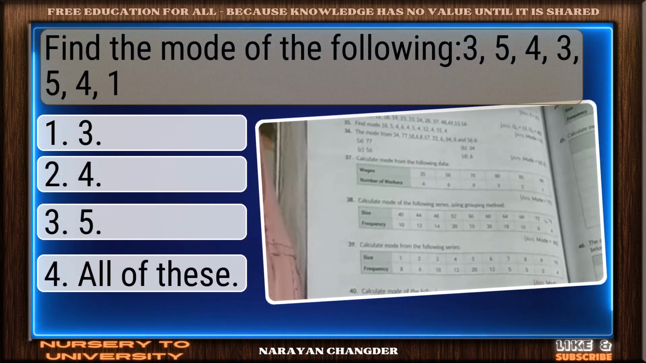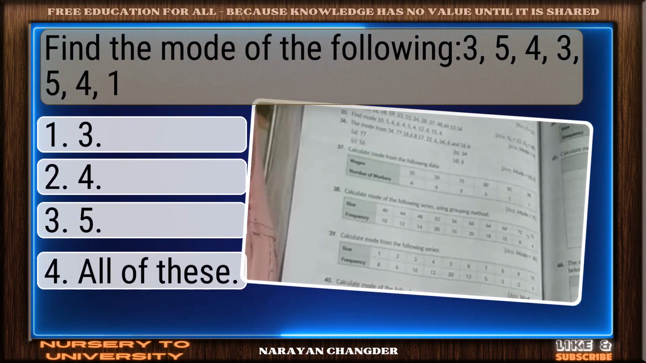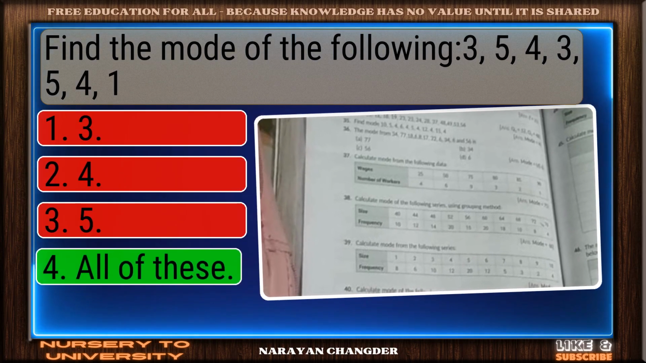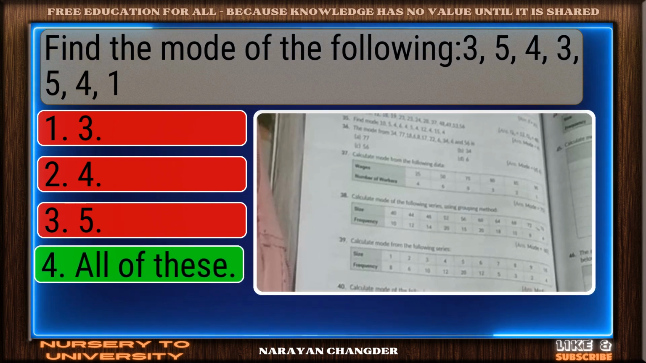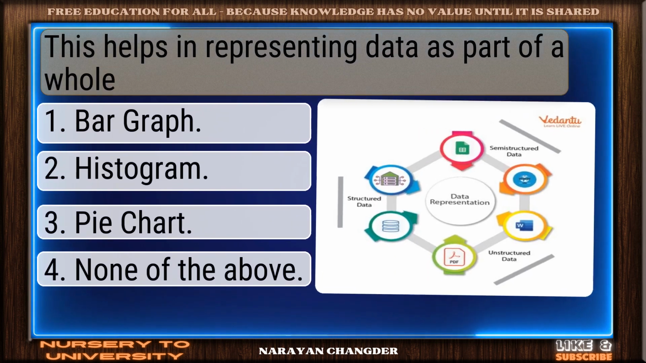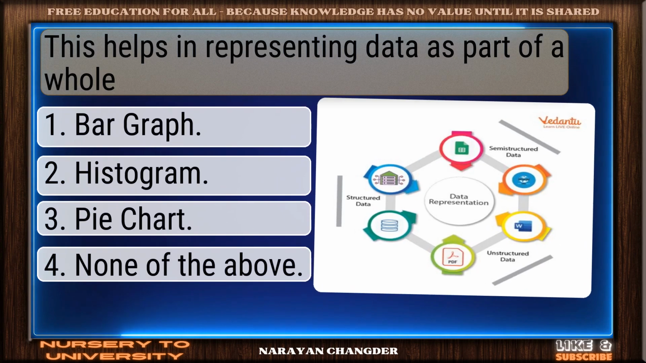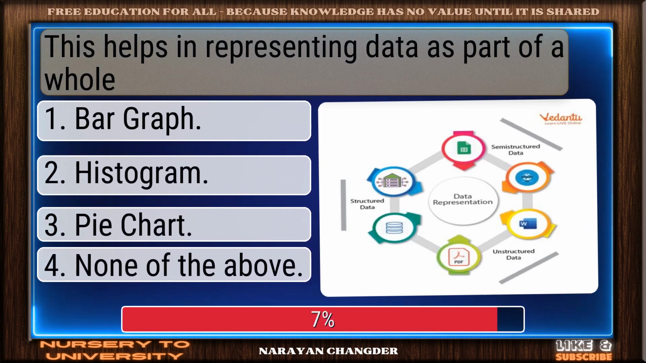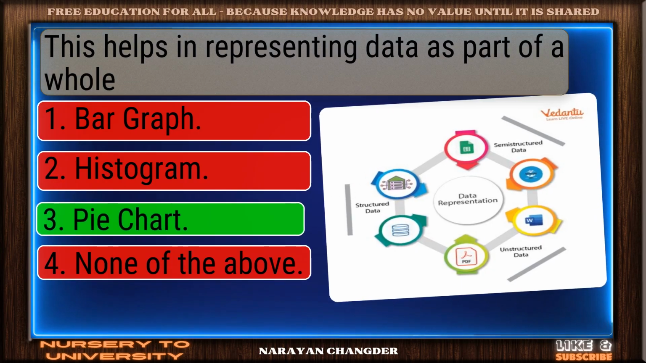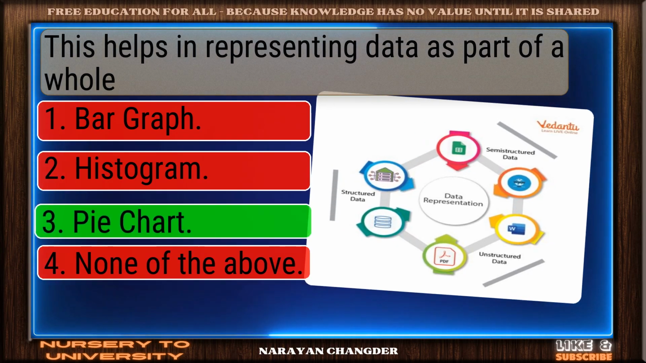Question number 179. Find the mode of the following: 3, 5, 3, 4, 1. Valid point. All of these is true. Question number 180. This helps in representing data as part of a whole. Smart move. Pie chart is an accurate answer.